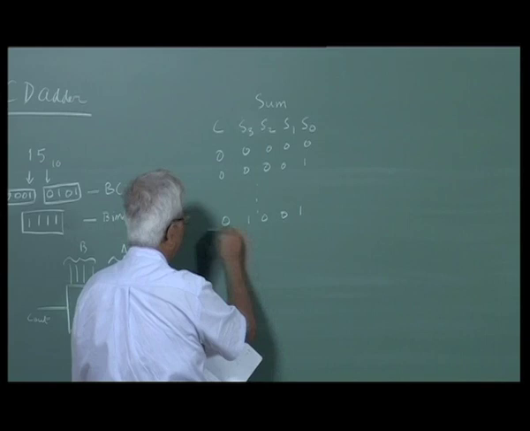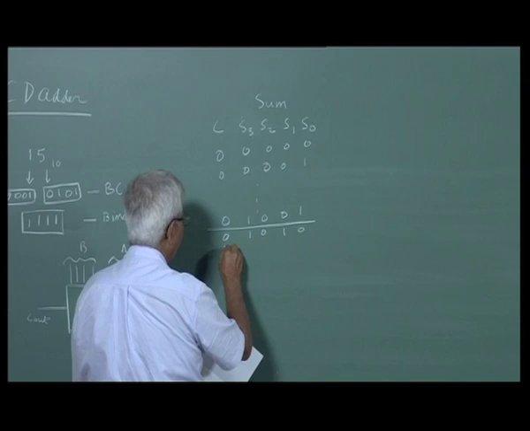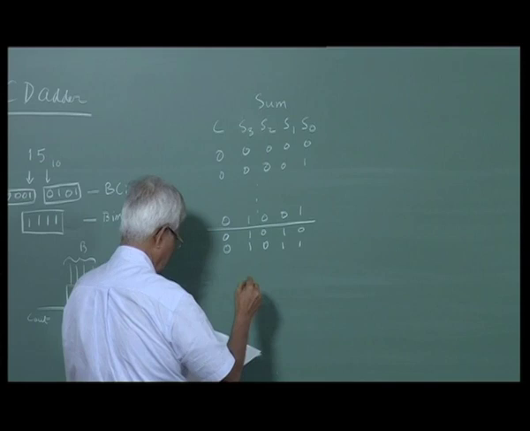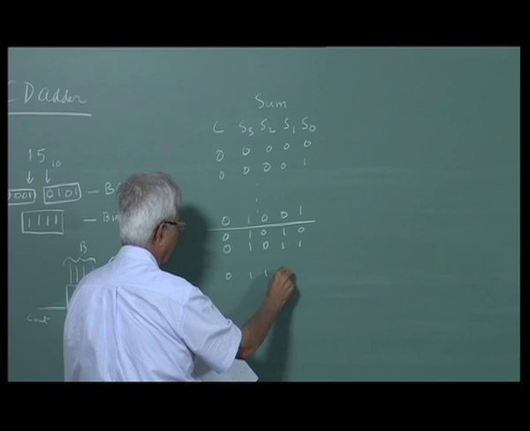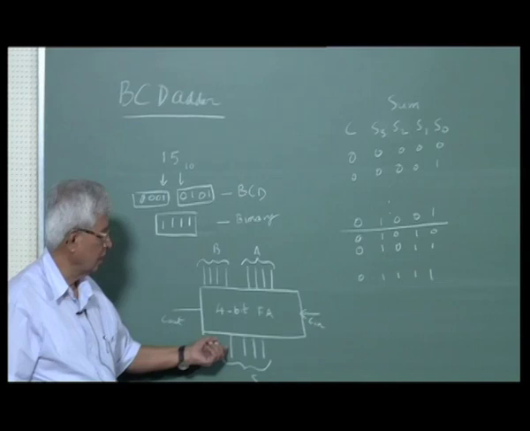10, 11, and so forth up to 15. 15 would be 1111. This is the sum of this full adder, the sum of this full adder along with the carry, whatever is the number A and B.